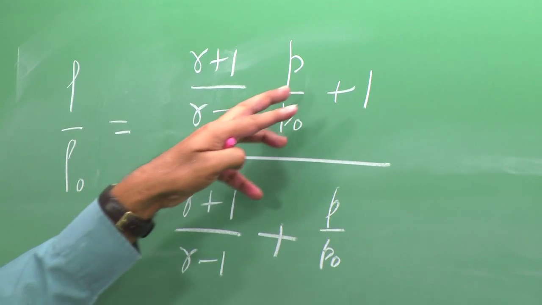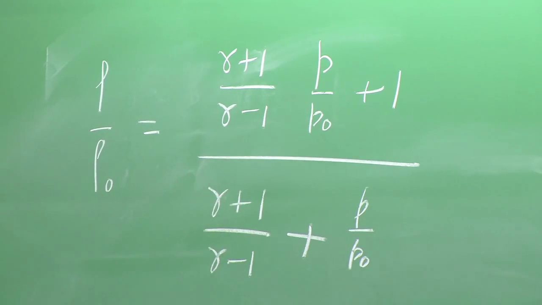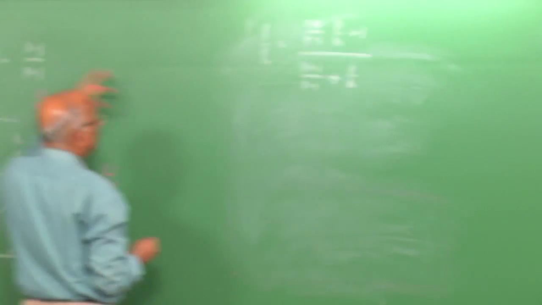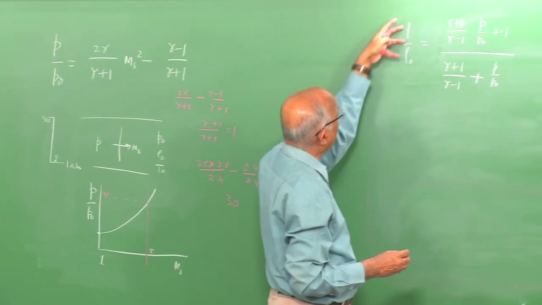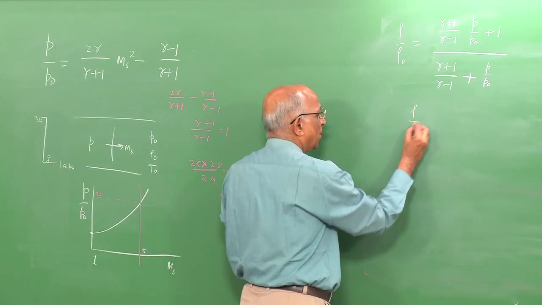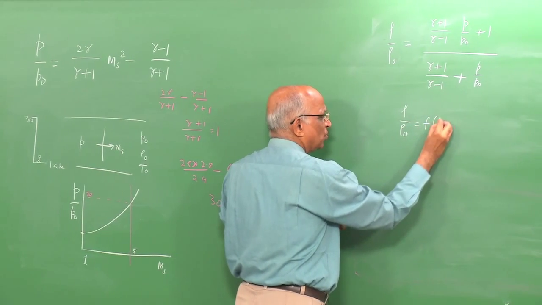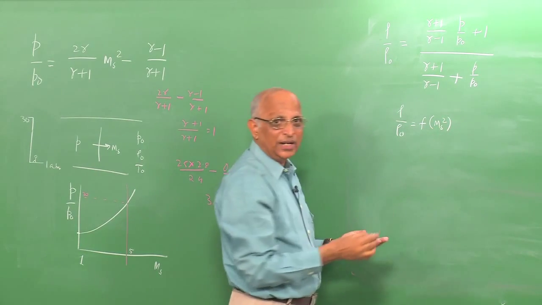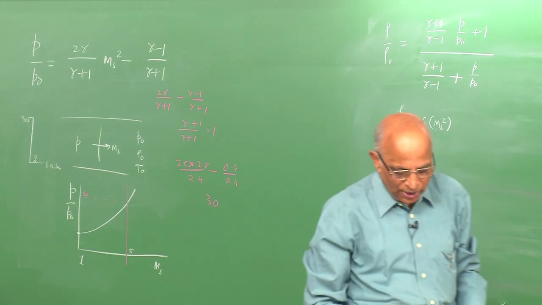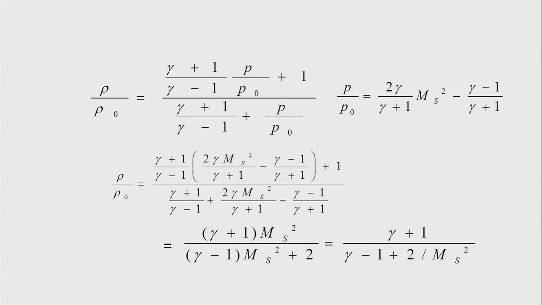Now, I already have the expression for P by P0 over here. I substitute it, therefore, I get rho by rho 0 as a function of Ms square. Let us do that in the next slide. Let us go to the next one. I have from the Rankine-Hugoniot equation, which I just wrote on the board, rho by rho 0 is equal to gamma plus 1 divided by gamma minus 1 into P by P0 plus 1, divided by gamma plus 1 divided by gamma minus 1 plus P by P0.